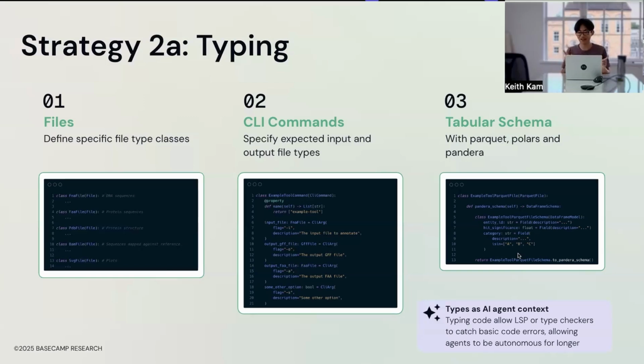One other nice benefit of this, if you need a way to sell this to your team, is that types are really helpful for AI agents. They're helpful for human agents, but they're also very helpful for AI agents because typing code allows the language server protocol or type checkers to catch basic code errors. And this allows, in most modern coding agents, to feed that information back to the coding agent so that they can make that change without you having to intervene. So it's able to self-correct and be autonomous for longer, which makes you more productive with coding agents.